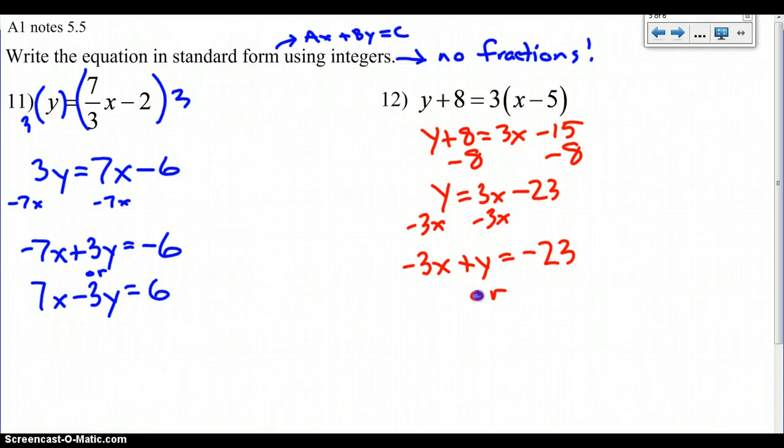Now again, just like we saw in the last one, you may see some people that prefer multiplying everything by -1 so that your lead coefficient, the A term, is positive. But again, for me, it's not a huge deal either way. I'd accept either answer, full credit.